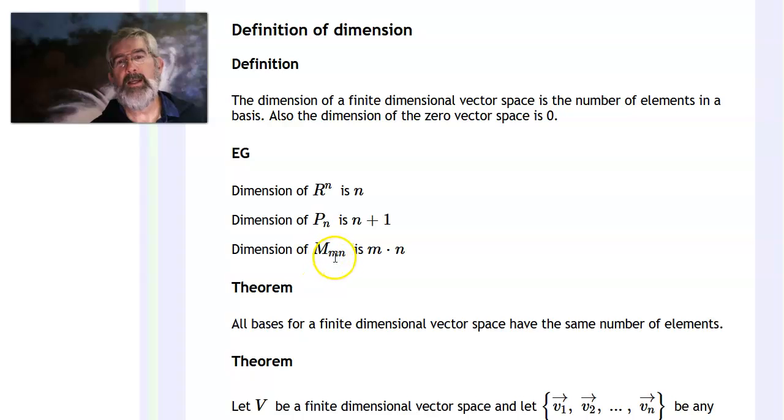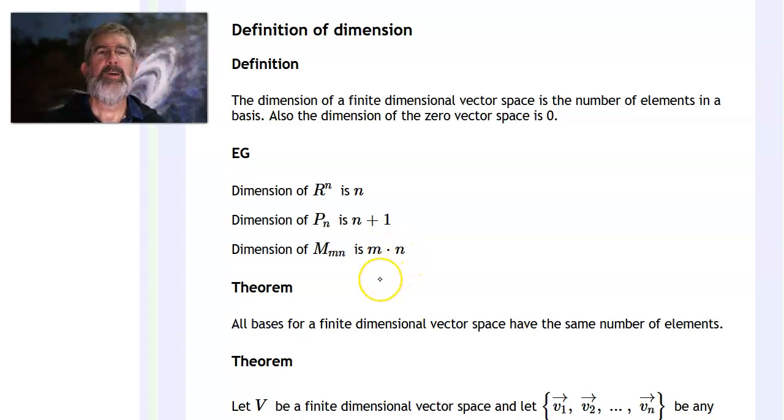Matrices, m by n matrices, is dimension m times n, right? And the standard basis is a bunch of matrices with mostly zeros, but a 1 in each of the possible places in that matrix. And there are m times n entries in one of those matrices, and so that's how many things you have in your basis.